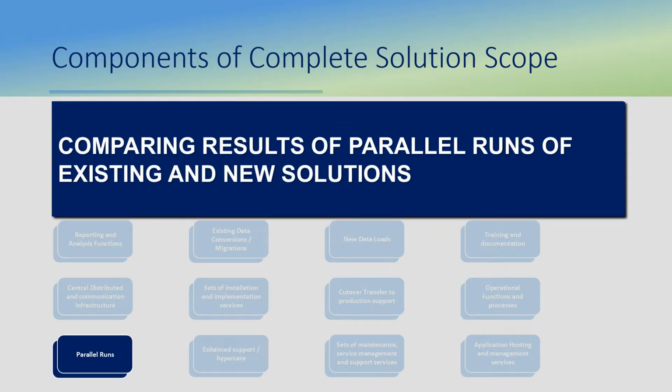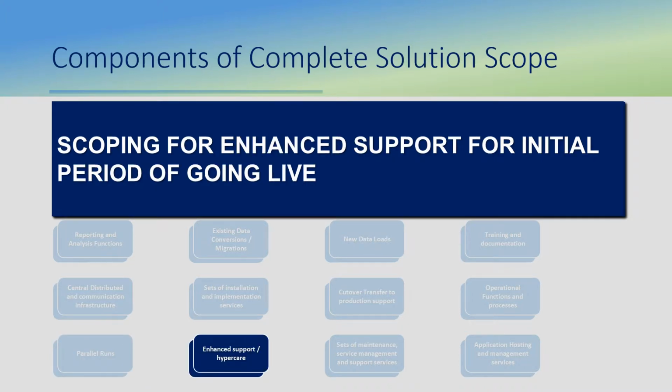Next, we talk about the parallel runs. The existing and new solutions may need to be run in parallel for an interval. The results of the parallel runs may need to be compared. Enhanced support or hypercare. After the solution has gone live, an initial period of enhanced support or hypercare may be needed where problems receive special attention to ensure that they are resolved quickly. This may require special arrangements with suppliers.